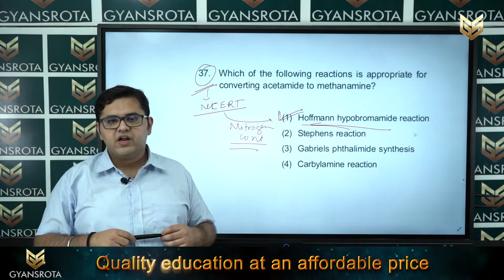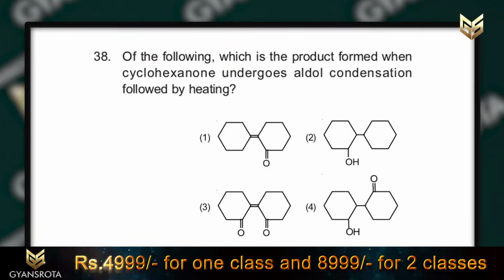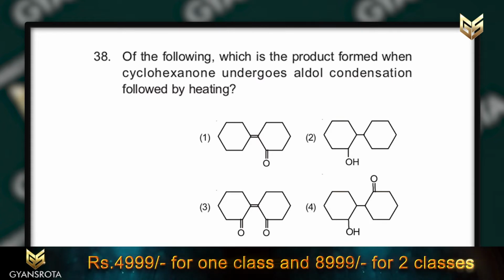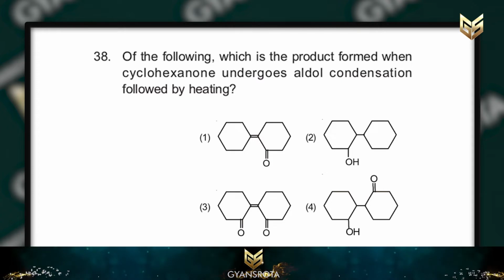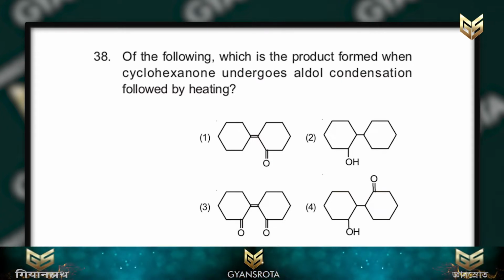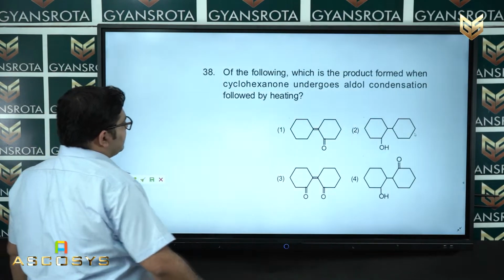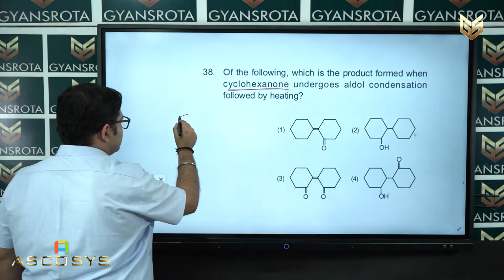Now, we are moving to another question, that is question number 38. Question number 38 is on your screen. Of the following, which is the product formed when cyclohexanone undergoes aldol condensation followed by heating? Now, we are moving to the solution part. They ask about cyclohexanone. So, what is the structure of cyclohexanone?